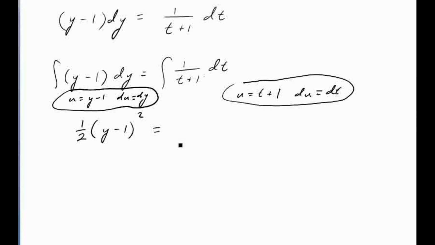And so we've got 1 over u. So in other words, we have the natural log of the absolute value of u, of course, which is equal to natural log of t plus 1. And now we have our constant of integration. We have, as usual, consolidated the constants of integration all to the right.